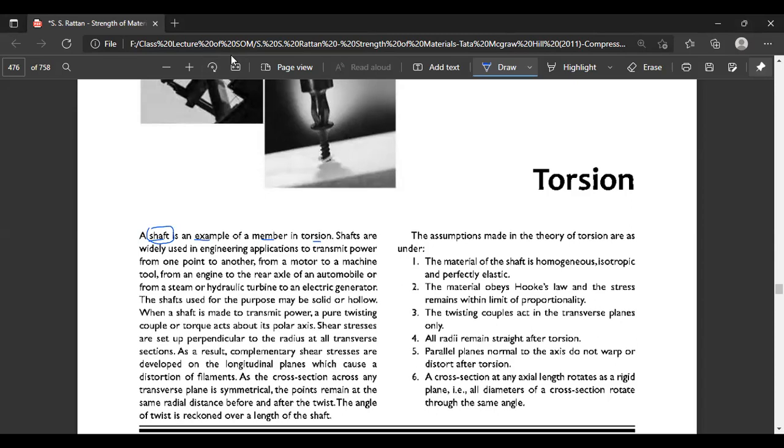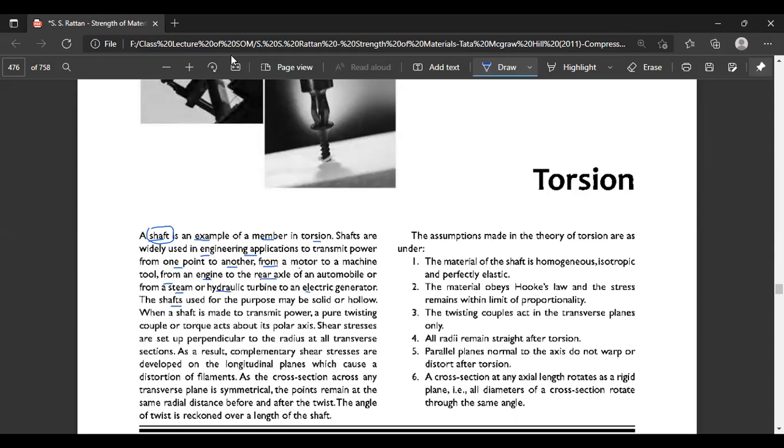What is a shaft? This is used mostly in drilling applications to transmit power from one point to another. Say a motor is running a certain gearbox or wheel drive, and this power is being transmitted by a coupling, which is nothing but a shaft. So the power is being transmitted from a motor to a machine tool, from an engine to the rear axle of the automobile, or from a steam or hydraulic turbine to an electric generator.